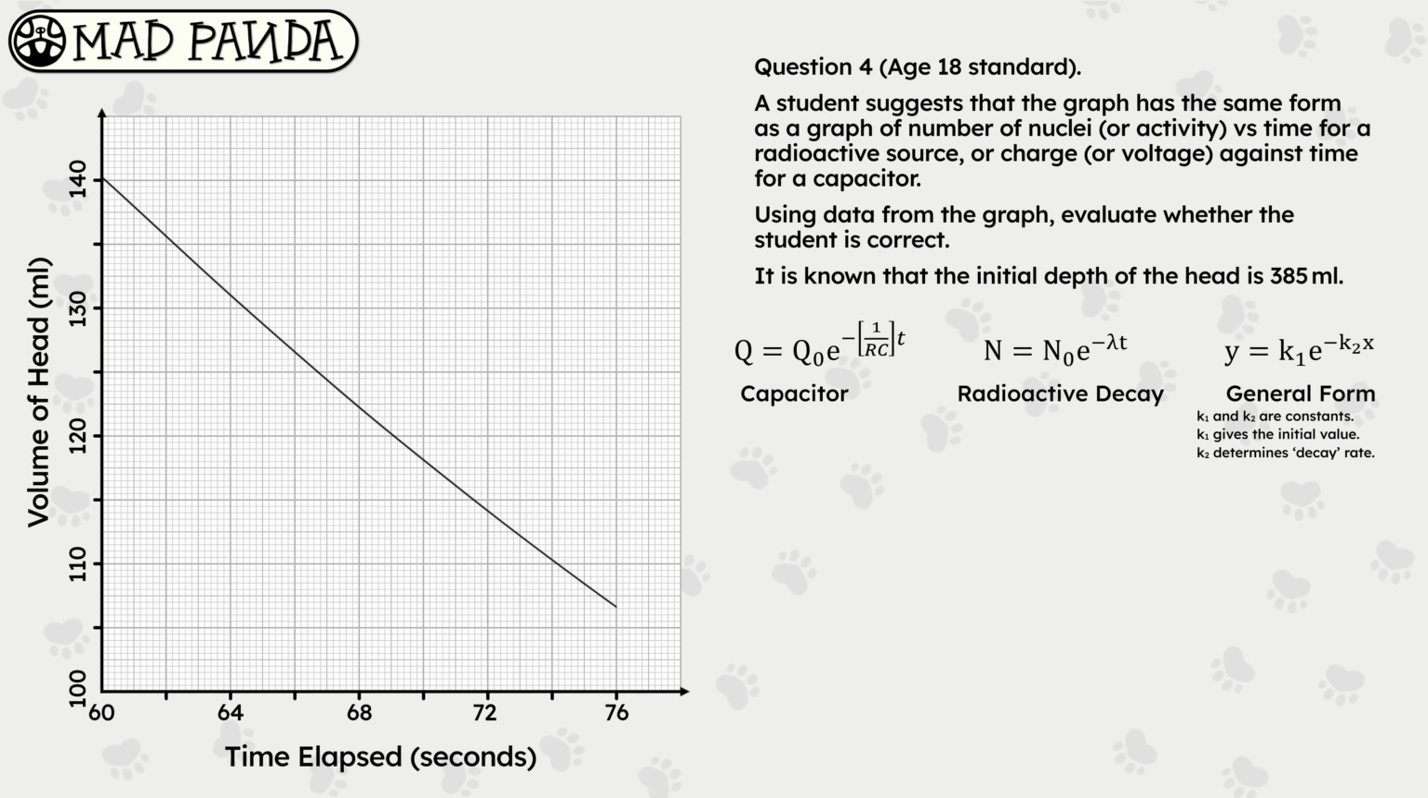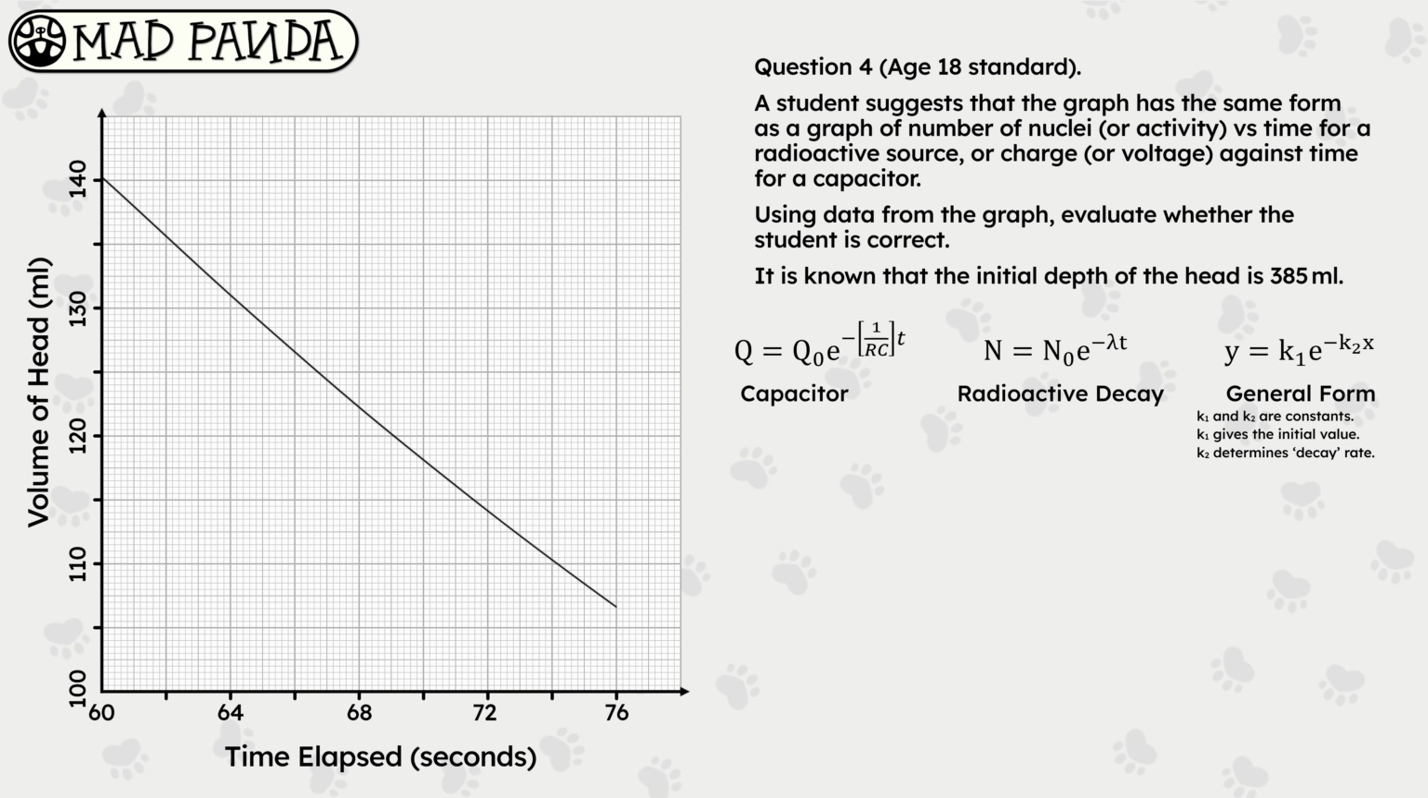Okay, so if you have a look at the 3 equations that I've just put on the screen, the first 2 will nearly always be in your A-level data booklet for you to refer to. The first one is for a capacitor, where Q is the charge at any given time, and Q0 is the initial charge. The radioactive decay, N, is the number of undecayed nuclei remaining at any given time, whereas N0 is the initial number of undecayed nuclei.